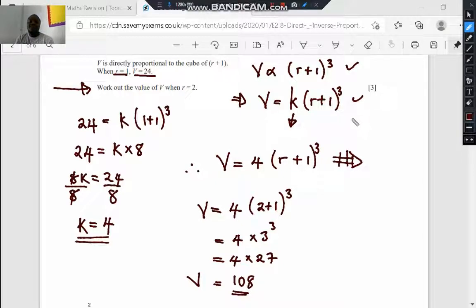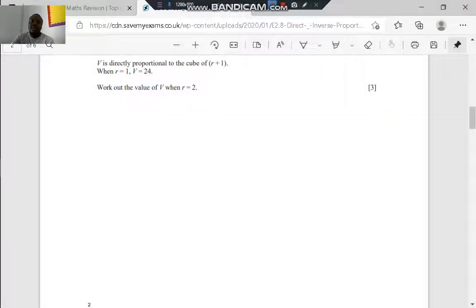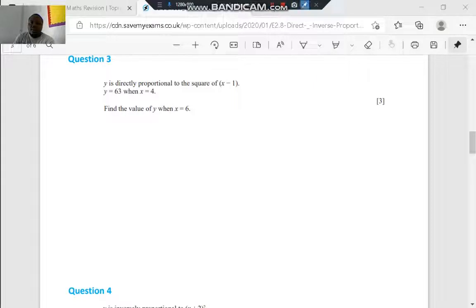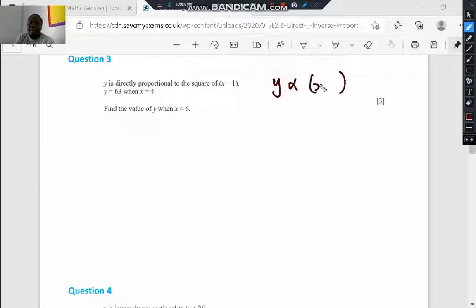So let's look at the third example on direct proportion, and that would be the last one on direct proportion. Okay guys, so this is the third example and the last one on direct proportion. Then I'll introduce inverse proportion. So the question says y is directly proportional to the square of x minus 1. So those of you who've been following, this implies that y is directly proportional to the square of x minus 1, meaning we square that.